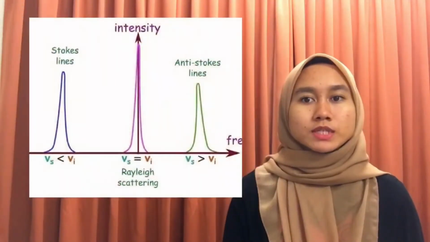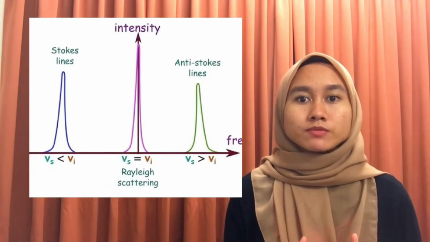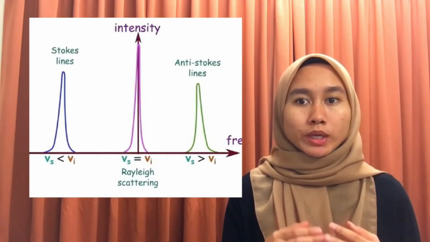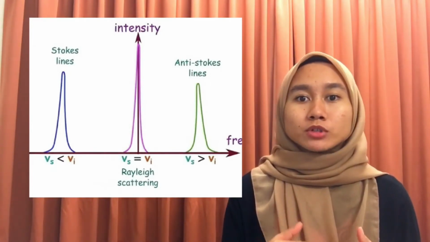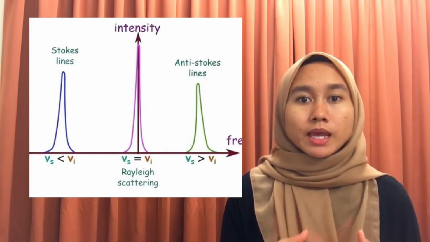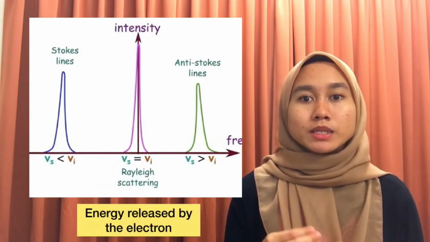If the frequency of the scattered photon is less than the frequency of the incident photon, Stokes lines are observed on the Raman spectrum. This happens when the electrons absorb energy. Similarly, when the frequency of the emitted photon is greater than the incident photon, anti-Stokes lines are observed. This means that energy is released by the electrons. The Raman spectra give the molecular fingerprints, and it is different for different molecules.